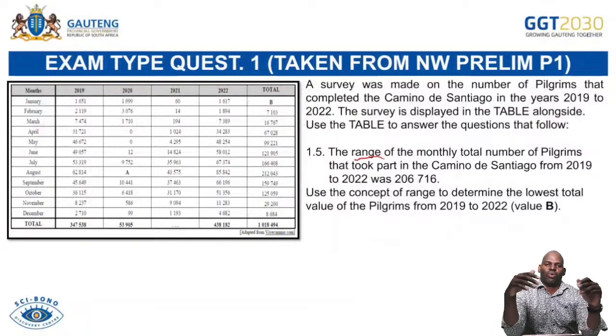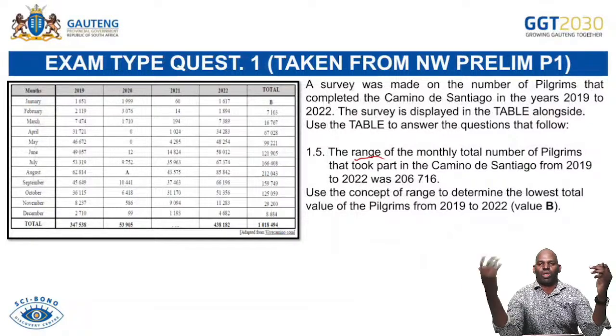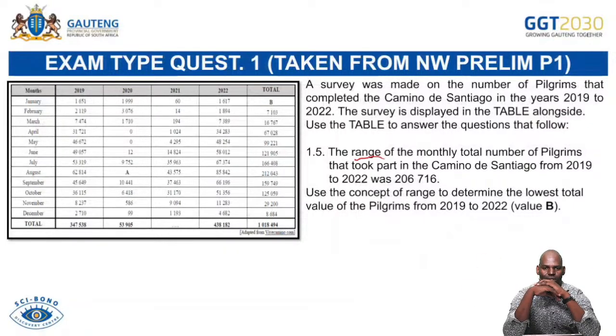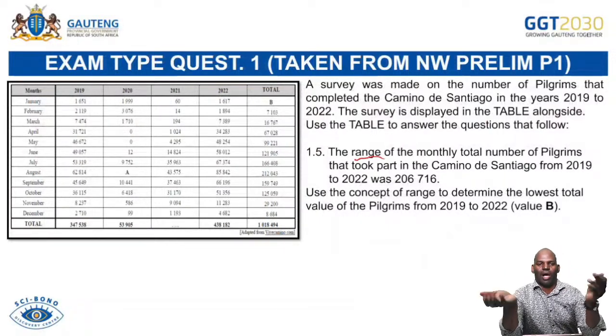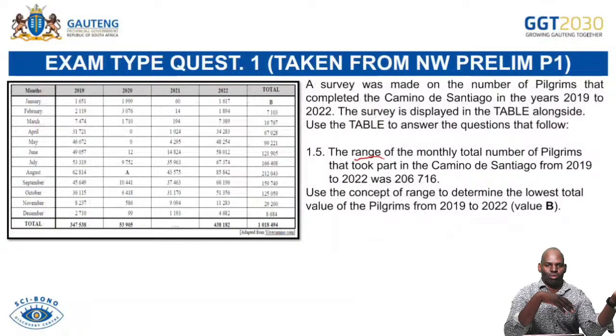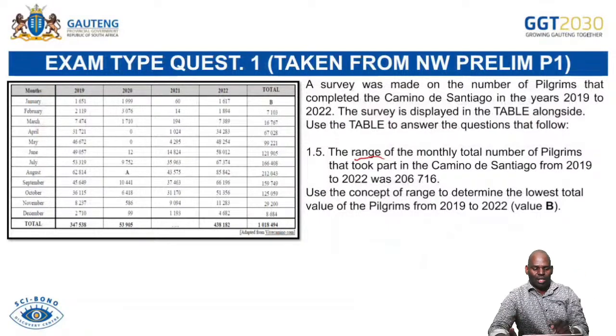Now boys and girls, you also need to know this. Most of you are used to a situation where they give you the biggest number and the smallest number and ask you to calculate the range. But remember, in some cases they can give you the range and the smallest value and ask you to calculate the biggest value, or they give you the range and the biggest value and ask you to calculate the smallest value. So you must go and look at those types of questions. Like in this case, we are given the range.